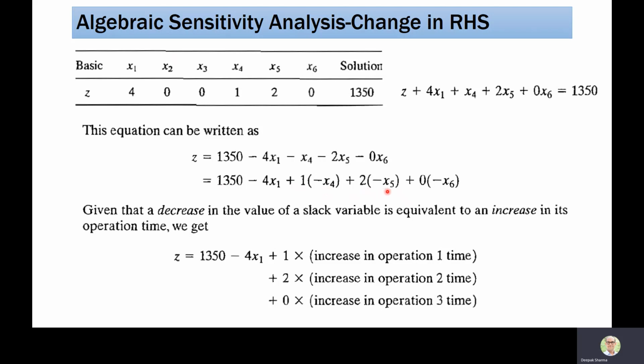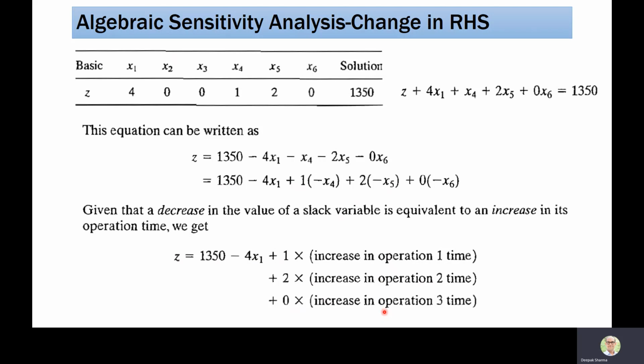Similarly, if I reduce x5 by 1 minute, it is going to increase 1 minute on the right hand side of operation 2, and similarly for operation 3. So the same thing we have written as Z equals 1350 minus 4x1 plus 1 time increase in operation 1, 2 times increase in operation 2, and 0 times increase in operation 3. This minus x4 we are writing as increase in operation 1, minus x5 as increase in operation 2, and respectively for operation 3.